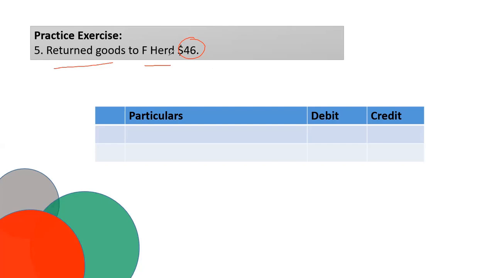So very first, when liability increases, as I told you, it increases the credit side. So when we bought on credit from F Hurd, we recorded our entry on the credit side. But now we are returning items to F Hurd. So F Hurd's liability will be decreased in our books. So we will decrease the liability, and then it will be recorded as a debit entry.